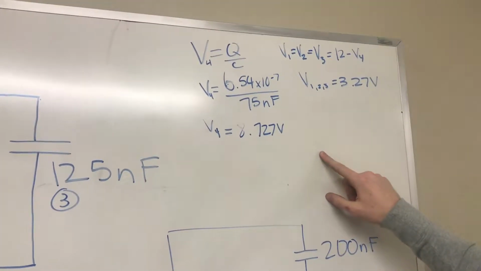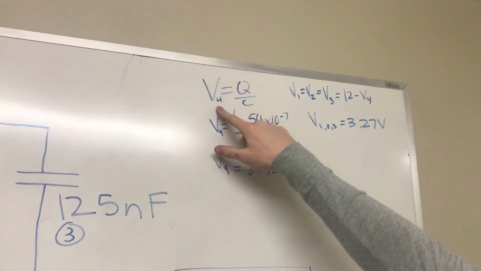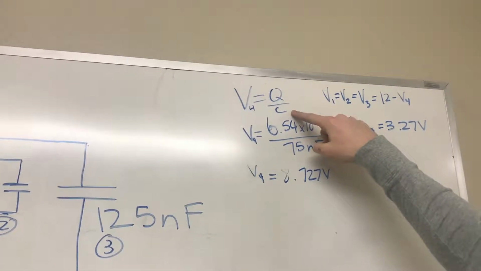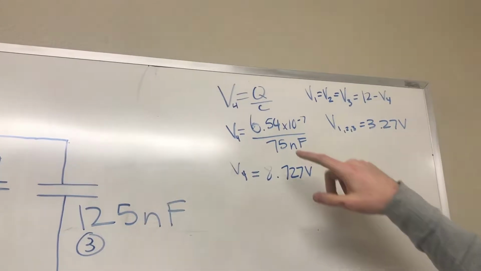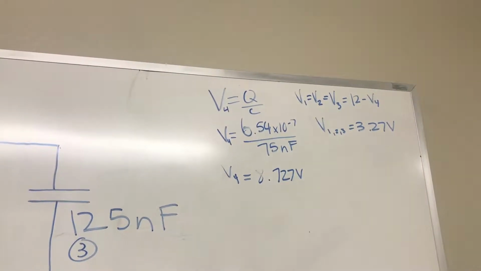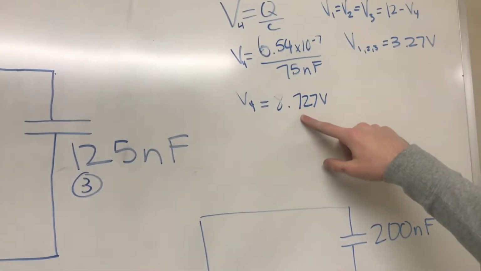So what am I doing? Our 4th voltage is going to be equal to the Q that we just found divided by the C, which we already have. So that's going to be 6.4 times 10 to the negative 7 divided by 75 nanofarads, and that's going to give us our voltage of 8.727.